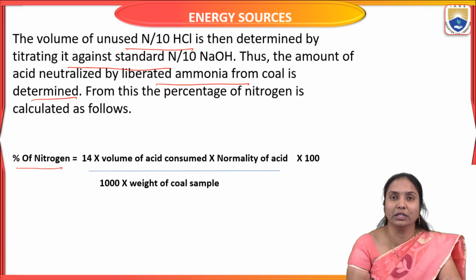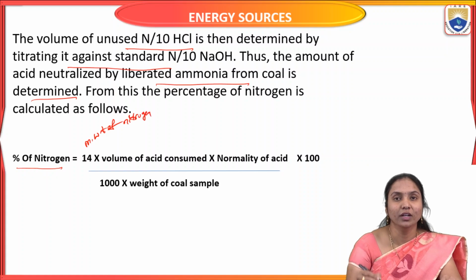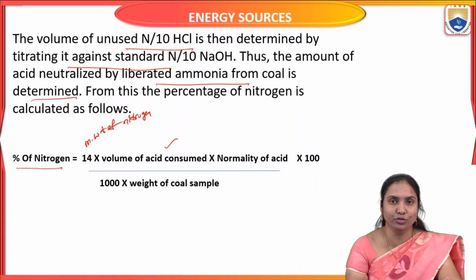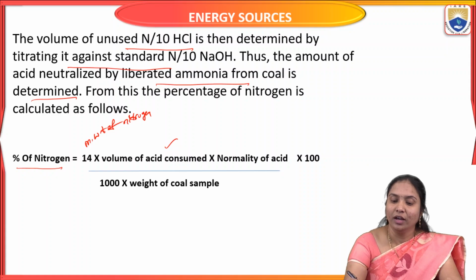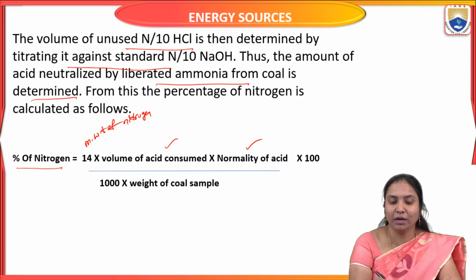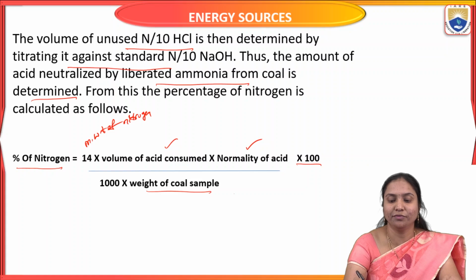So percentage of nitrogen is equal to 1.4, where 14 is the molecular weight of nitrogen, multiplied by the volume of acid consumed, determined by titrating against NaOH, multiplied by the normality of acid, N/10 HCl, divided by 1000, divided by the weight of coal sample taken, multiplied by 100. This is the formula used for determination of nitrogen present in a coal sample.